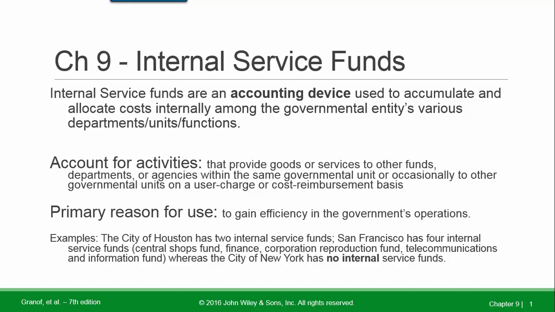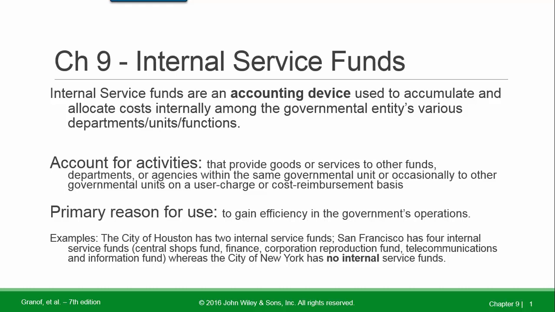units, functions. These account for activities that provide goods or services to other funds, departments, or agencies within the same governmental unit, or occasionally to other governmental units on a user charge or cost reimbursement basis. The primary reason for use: to gain efficiency in the government's operations.